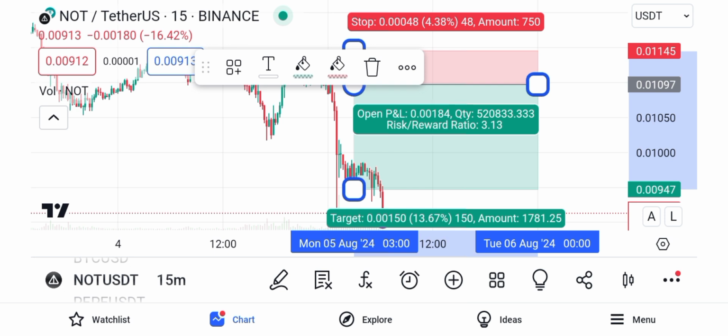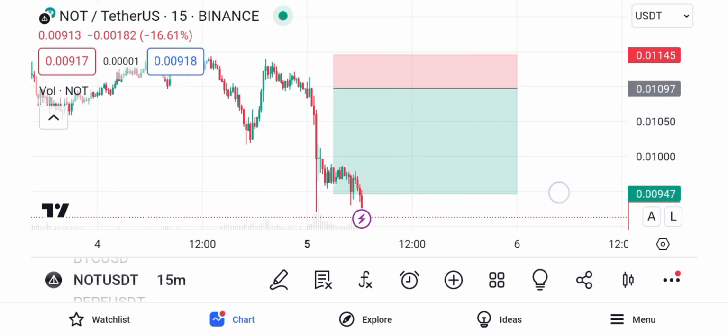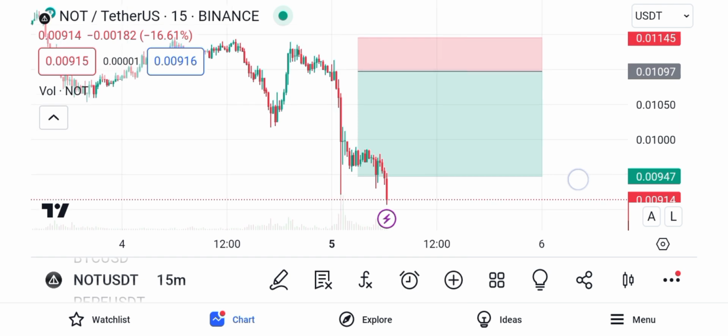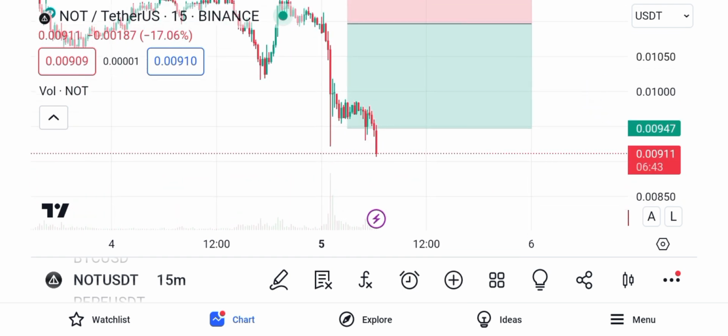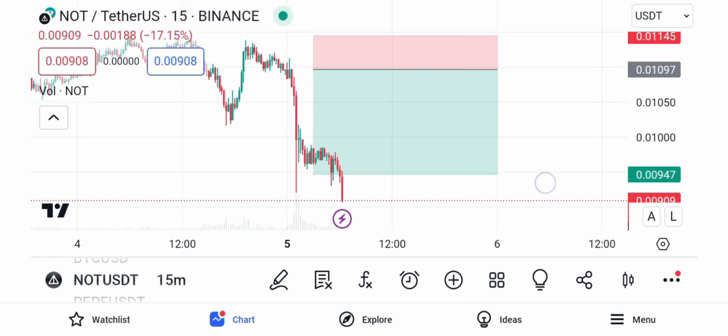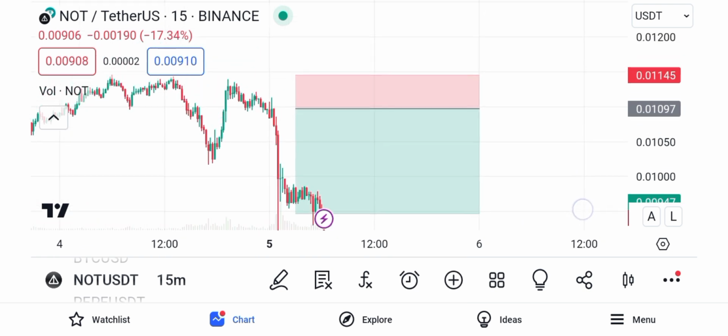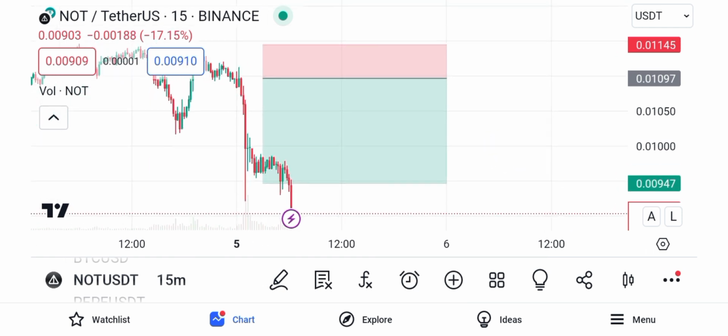So let's start with Notcoin. You can see my stop loss is at 0.00145. So my entry, this is my entry. My entry was 0.01097. So I'm going to screenshot that.